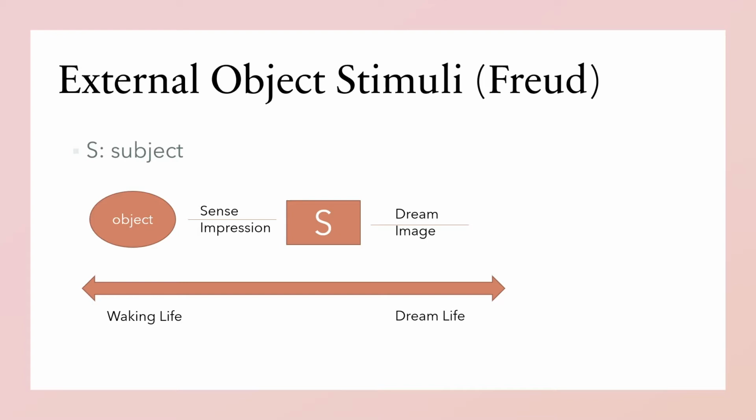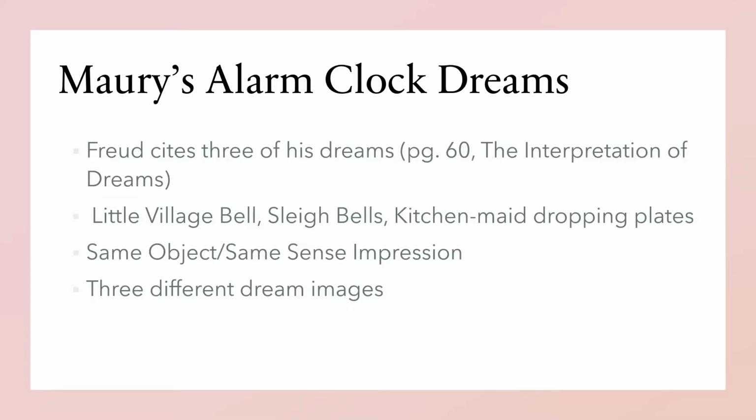Examples are given throughout the passage, but what's really striking is Maury's alarm clock dreams that Freud talks about, where Maury has the same object, the same sense impression, but three different manifestations from the dream itself, right? So basically, three different dream images, right? One was the little village bell, the sleigh bells, and the kitchen maid dropping plates.